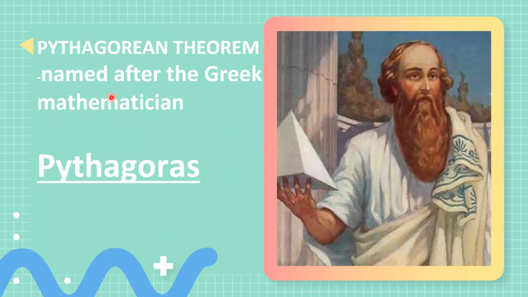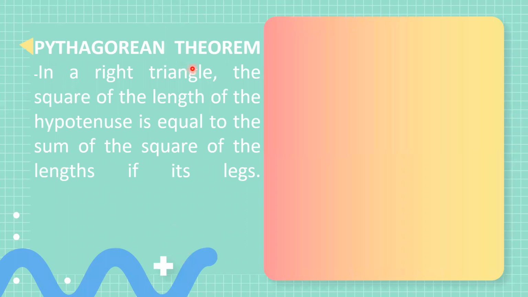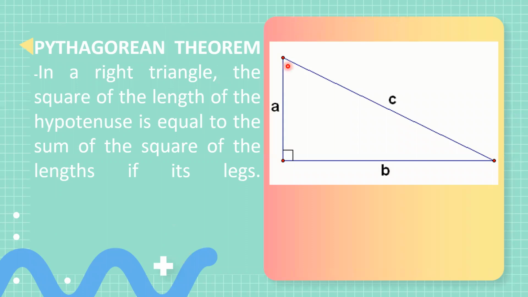Pythagorean theorem is named after the Greek mathematician Pythagoras. Pythagorean theorem: in a right triangle, let's have here our right triangle with sides A, B, and C. So C is the hypotenuse and the legs are A and B.